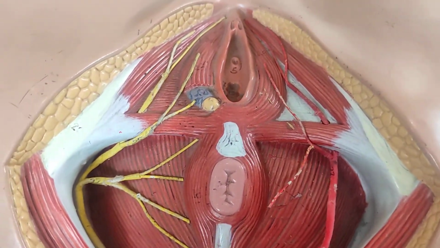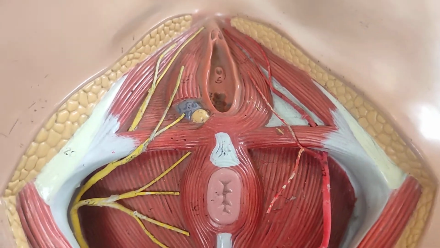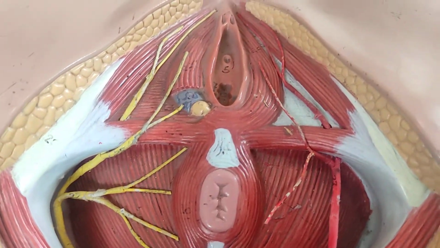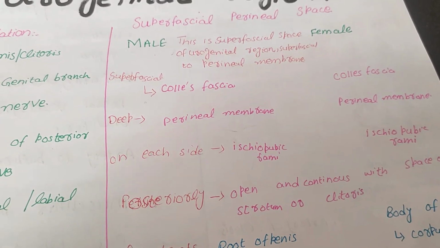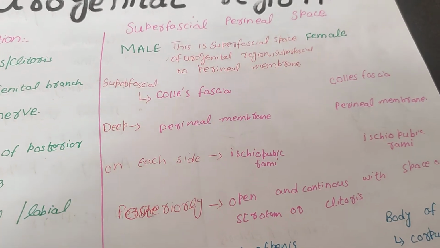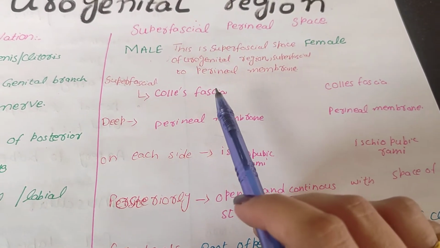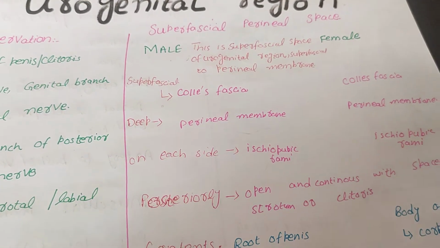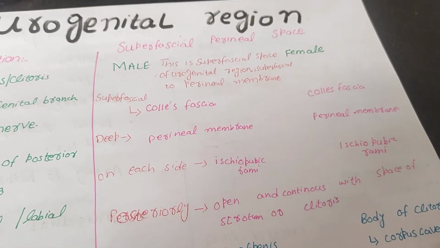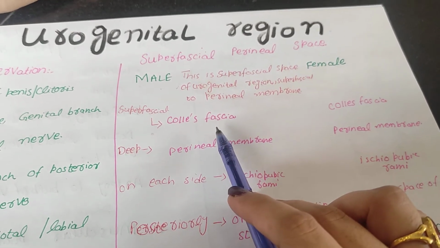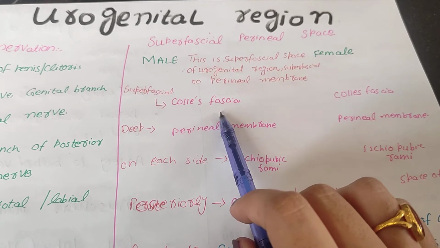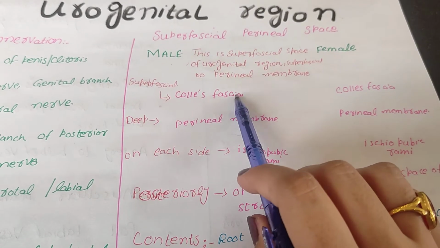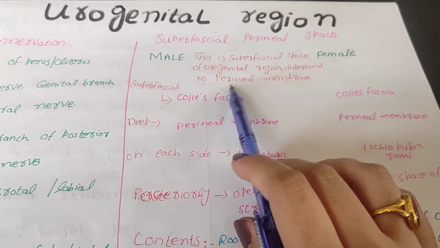So for the superficial perineal space, I have to recall some things. When we discussed the anterior abdominal wall, we discussed that there are two fascias: one is known as Camper's fascia, and one was Scarpa's fascia. And then we discussed that the deep fascia of the anterior abdominal wall descends downwards and comes into the perineum, and the fascia of the perineum is known as Colles fascia, and that merges with Scarpa's fascia. So Colles fascia is the fascia which gives adherence to the perineum.